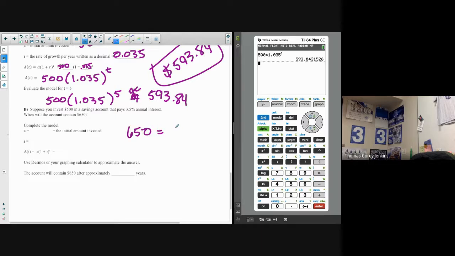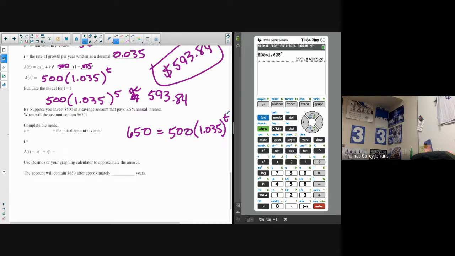equals 500 times 1.035 to the power of t. All right, so my question for you was, could we solve that algebraically? And if I told you to round to the nearest, say, hundredth of a year, right? Do we have any better method than guess and check? And the answer to that is no.